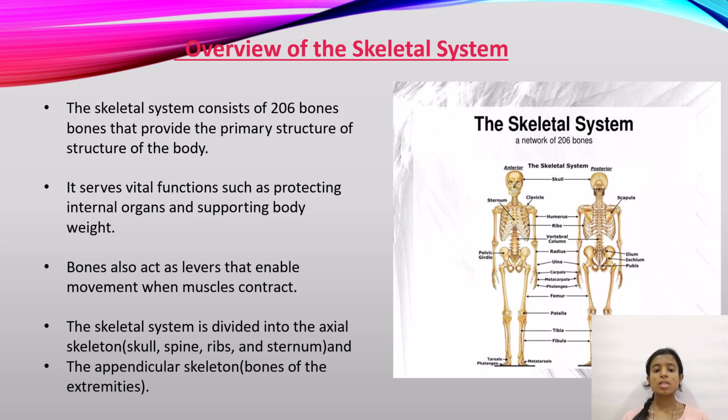The skeletal system contains bones like the humerus, ribs, thorax, sternum, ulna, and radius. The skeletal system is divided into the axial skeleton, like the skull, spine, ribs, and sternum, etc., and the appendicular skeleton, like the bones of the extremities.